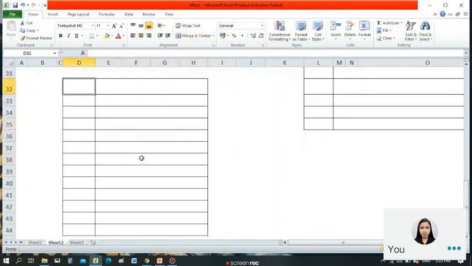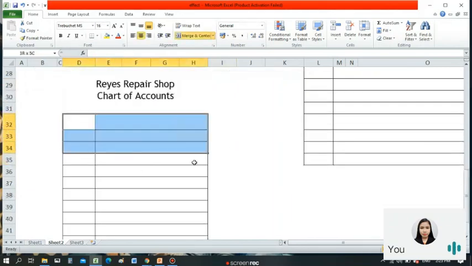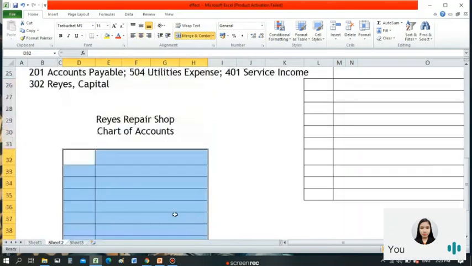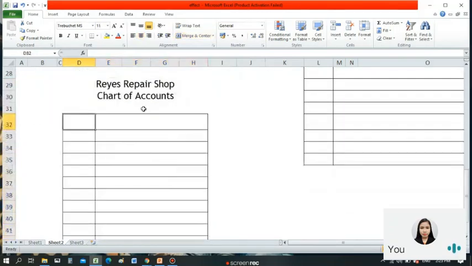So in the chart of account sheet, you only have two columns. The first column is for the account number. And the next column, the widest column, is for the account titles. So ilalagay niyo po ito kung ano yung pagkakalagay ko sa nakikita niyo sa screen.